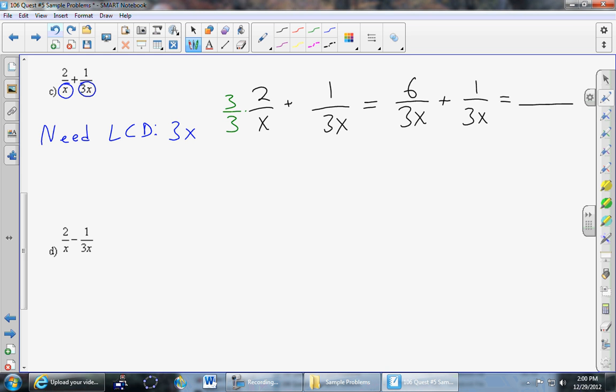And now that they have the same denominator, you just combine numerators. 6 plus 1 is 7. 7 over 3x is our answer.